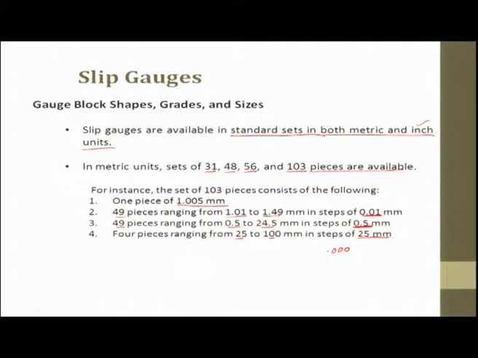You will have one piece of accuracy 1.005, and 49 pieces in the range from this to this in a step size of 1.09. So, what you can do is, suppose you have 23.545, you can start building this from the blocks. For example, 1.005, so you say minus 1.005. So, now it is 23.54 left for building. So, this is gauge 1.